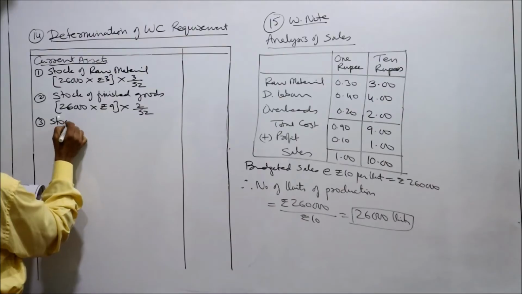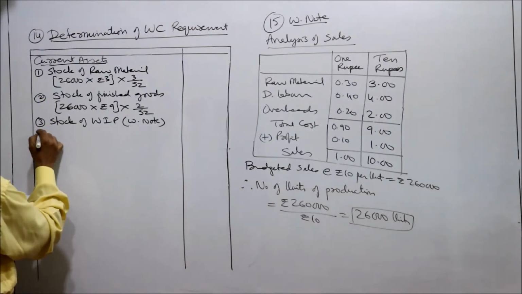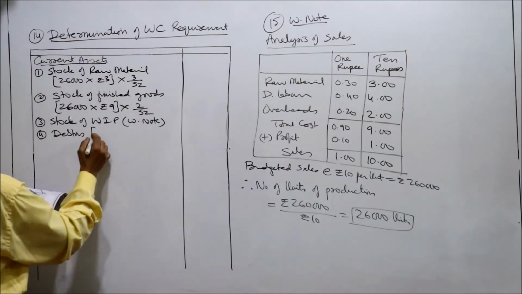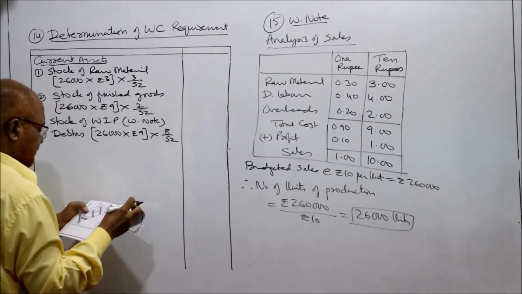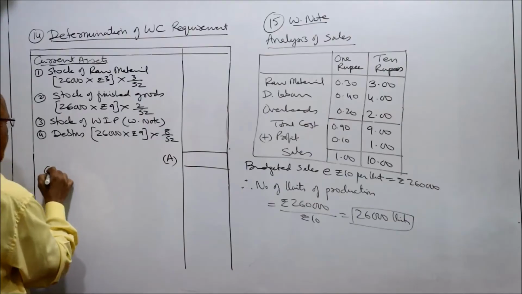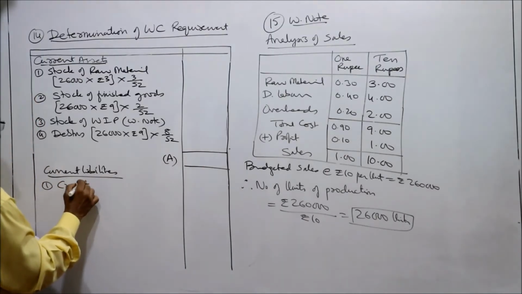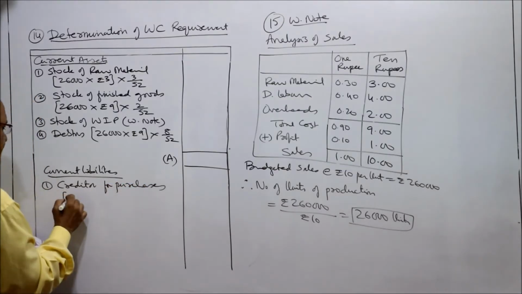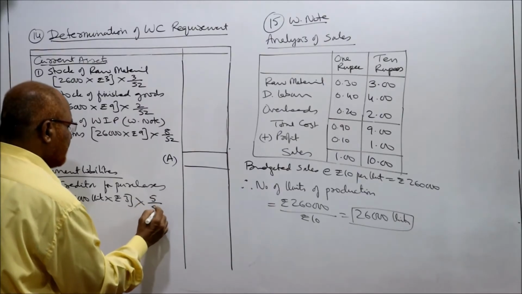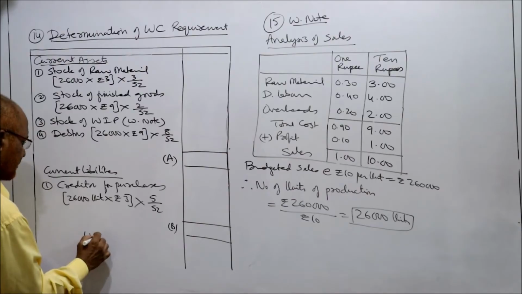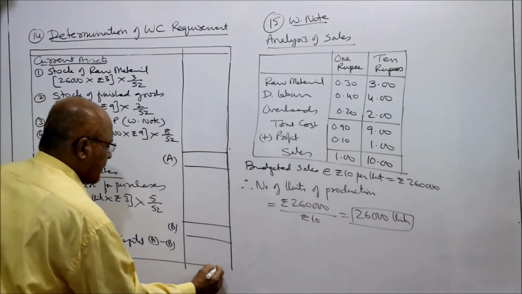Then third, stock of work in progress, WIP. This we have to calculate in working note. Then fourth, debtors. So 26,000 units into rupees 9 into, customers will require 8 weeks credit, 8 by 52. That's it. Current liabilities. Under current liabilities, creditors for purchases. 26,000 units into rupees 3 into, suppliers will give 5 weeks credit, 5 by 52. Working capital: A minus B, net working capital.